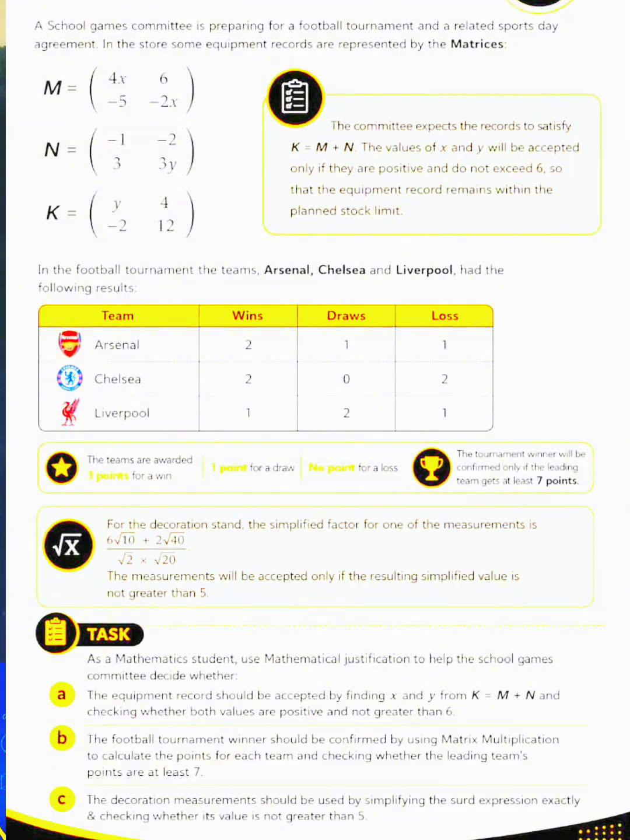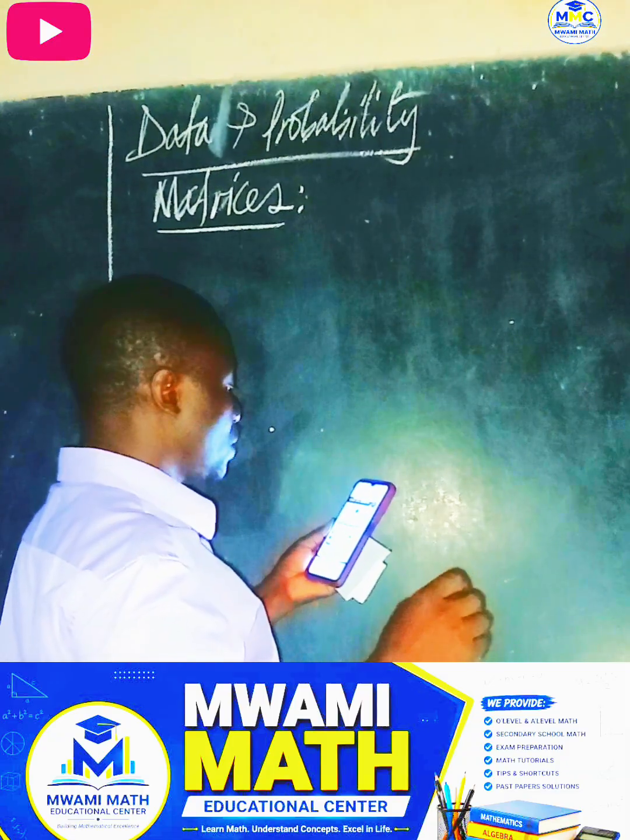So our task, according to that item, said: as mathematics students, use mathematical justification to help the school games committee decide whether part A, the equipment record, should be accepted by finding x and y from K is equal to M plus N and checking whether both values are positive and not greater than 6. So our dear viewers, this is very easy. The first condition they have given us is that K must be equal to M plus N.